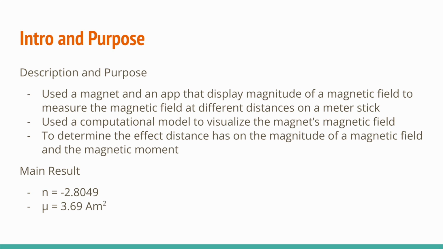For this lab, I used a bar magnet and an app on my phone that displayed the magnitude of a magnetic field in order to measure the magnetic field at different distances on a meter stick. Then I used a computational model to visualize the magnet's magnetic field, and I determined the effect distance has on the magnitude of a magnetic field and the magnetic moment. n equals negative 2.8049, and the magnetic moment was 3.69 amperes meter squared.